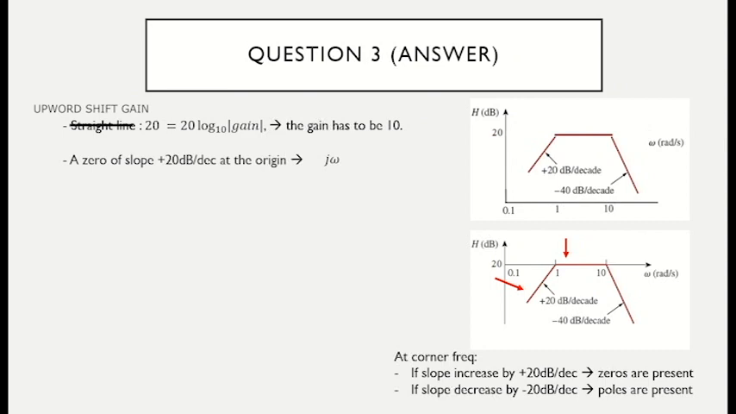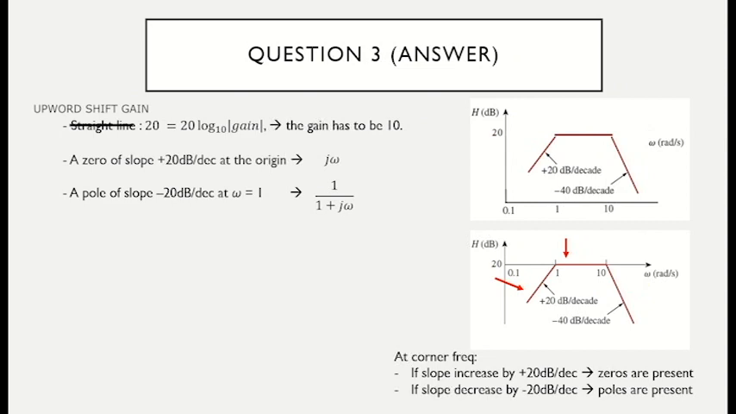Okay, back to this straight line. So at this corner frequency 1 radian per second, we can see that the slope changes from plus 20 dB per decade, right? From plus 20 dB per decade to 0 dB per decade. So this means that the slope decreases by minus 20 dB per decade. Here we know that there are poles present in the transfer function. So at a pole of slope minus 20 dB per decade, remember that it goes from plus 20 dB per decade to 0 dB per decade. So there is a decrease in slope by negative 20 dB per decade. At this point, we have a pole and it gives us the expression of 1 over 1 plus j omega.